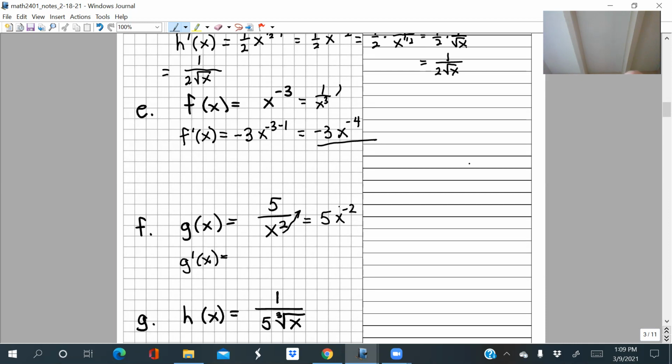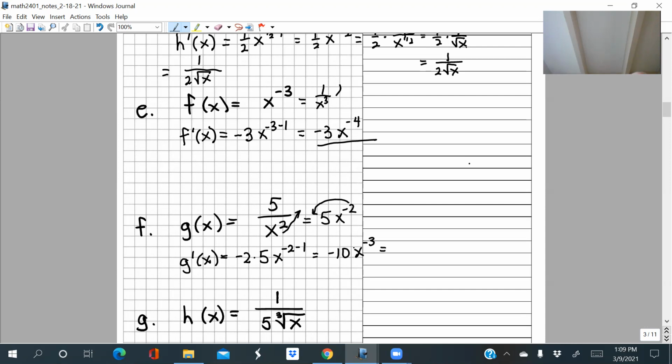So let's see, what's the answer going to be? Bring the -2 in front. So you have -2 times 5 times x to the -2 minus 1, subtract 1 from the exponent. Let's see, -2 times 5 is -10. And then we have x to the -3. Now, because my original expression did not have a negative exponent in it, I'm going to change my answer so that it does not have a negative exponent. So I want my answer to look like my original expression.